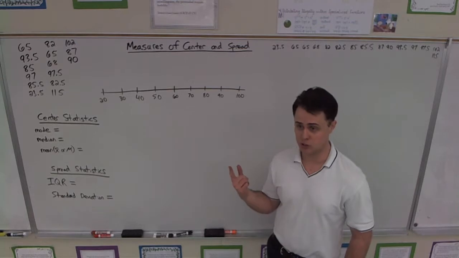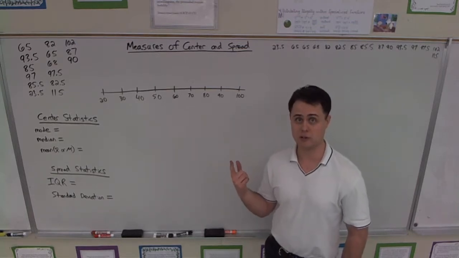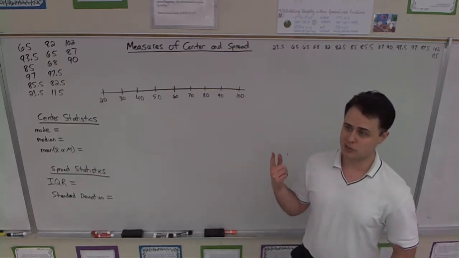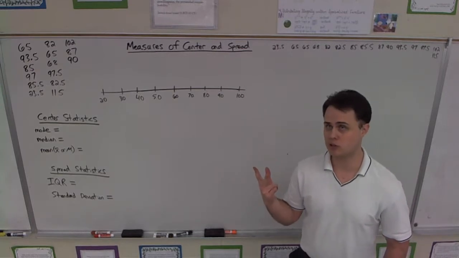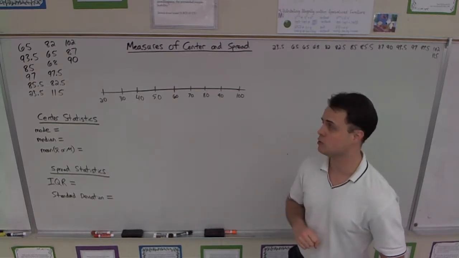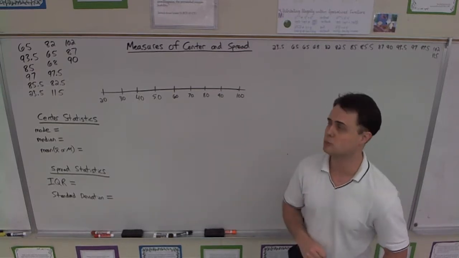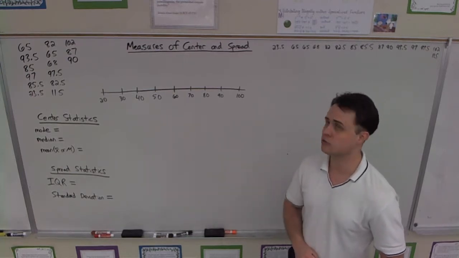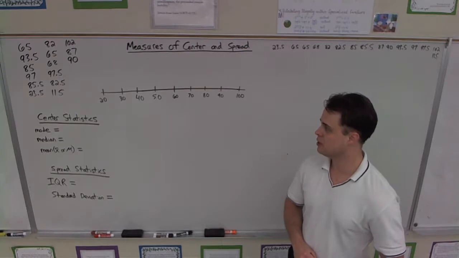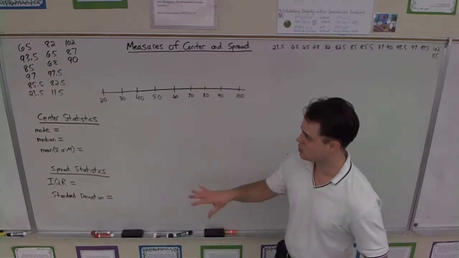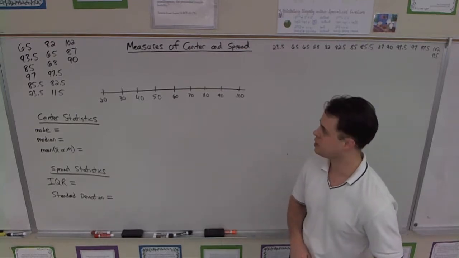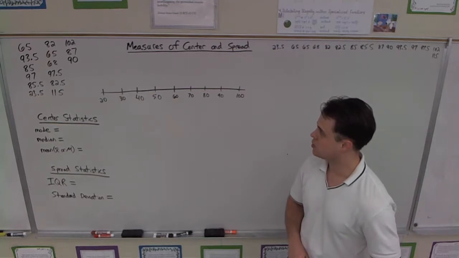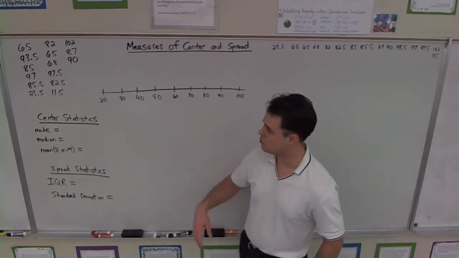You can use a box and whisker plot. You might have seen those back in elementary school or in middle school. You can also use what's called a histogram. I don't know if you've seen those yet. Today we're going to look at a box and whisker plot, though. So various ways to display it. In this lesson we're going to focus on a box plot and looking at the center statistics and the spread statistics. So let's construct our box plot by first finding the mode, median, and mean.